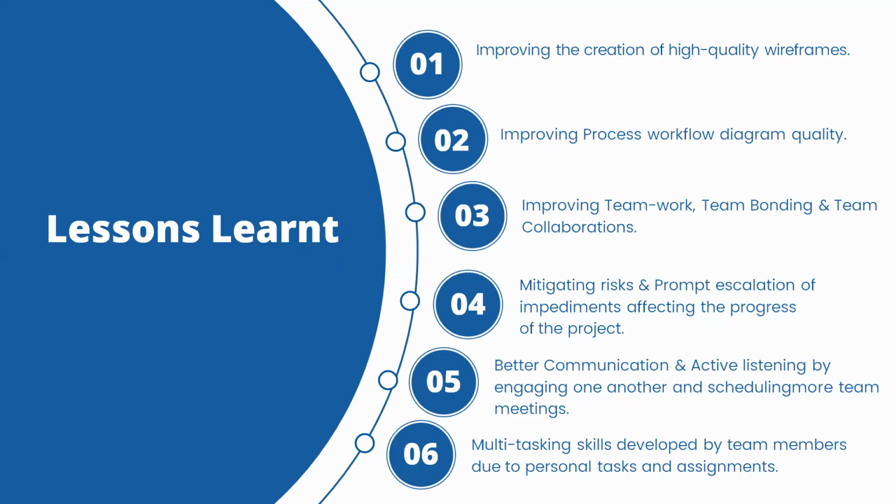And some of the lessons we learned this sprint are to continue to improve the quality of our wireframes, also the quality of our process workflow diagrams, teamwork, of course, mitigating risks as promptly as possible and escalating them through the right channels, better communication, and to continue to multitask as BAs.